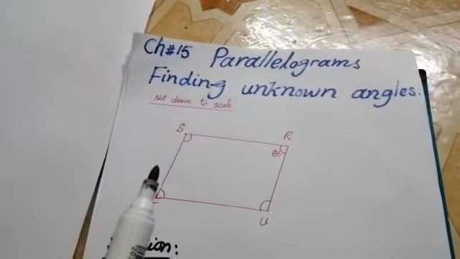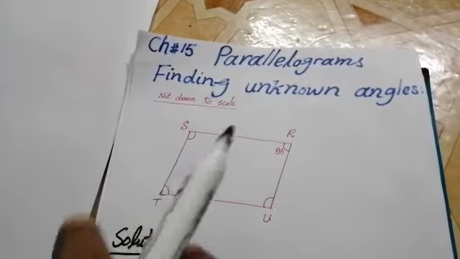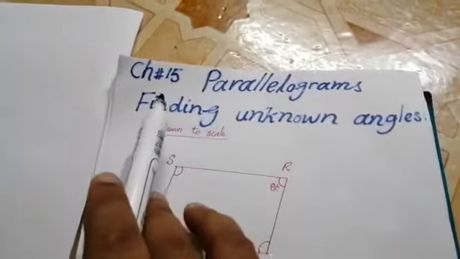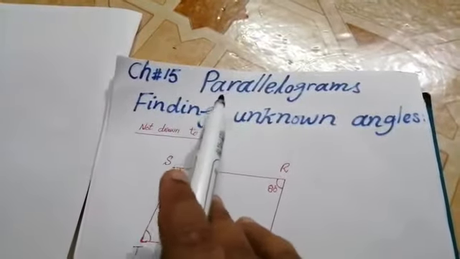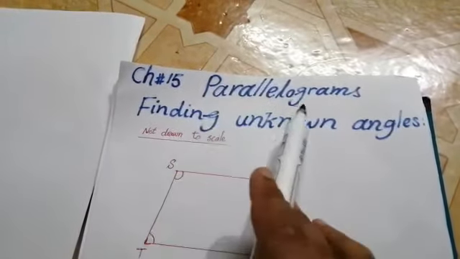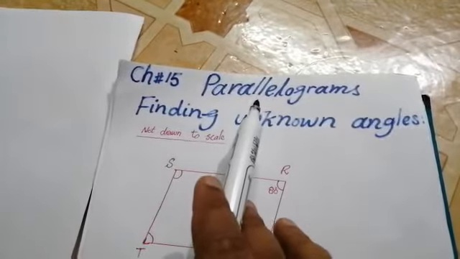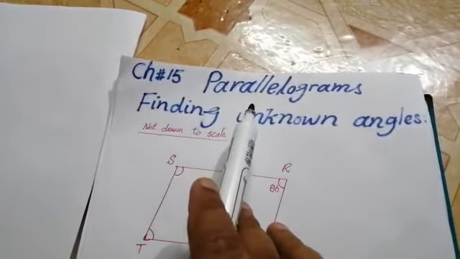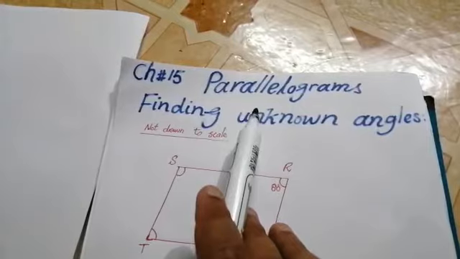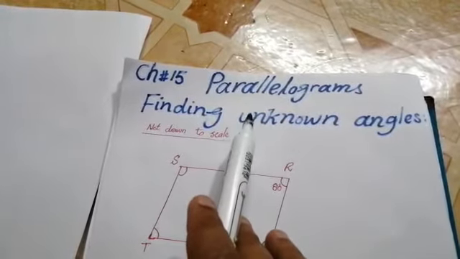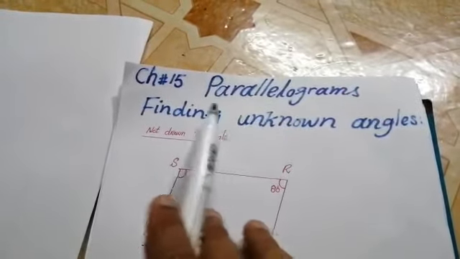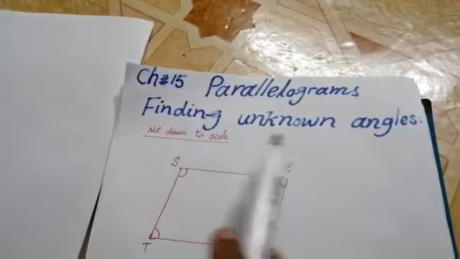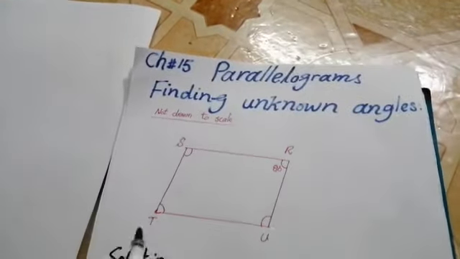I'm Mr. Clean. Today we're going to study parallelograms in chapter 4:15. That is about quadrilaterals, but today our topic is parallelograms. In the previous video, I explained the properties of a parallelogram, rhombus, and trapezium. And today we're going to find how we can find unknown angles in a parallelogram.